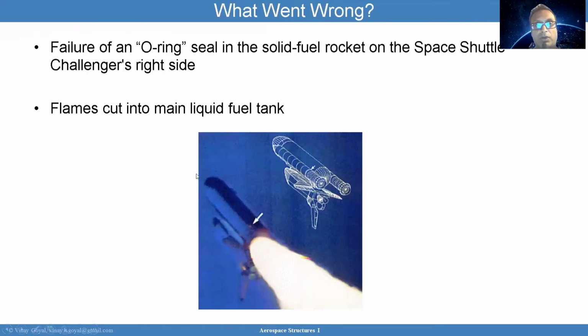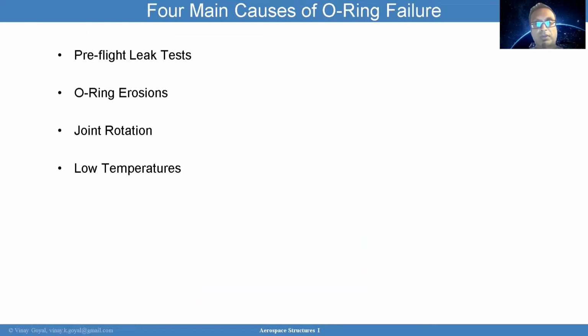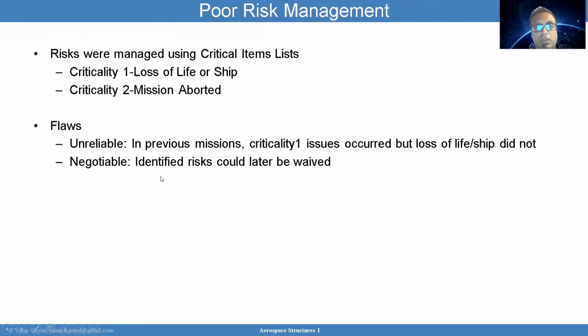And so what went wrong is that the O-ring failed and the flames cut into the main liquid tank. The four main reasons for the O-ring failure could be pre-flight leak tests, O-ring erosion, joint rotation, and low temperatures. These are issues that could go wrong. The risks were managed using critical item lists.